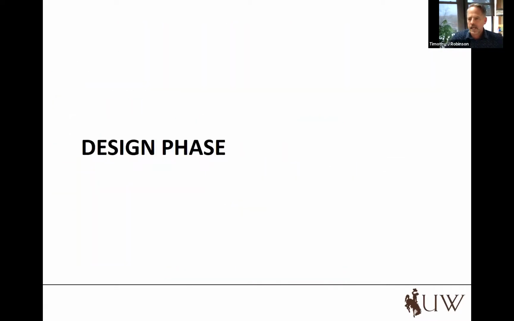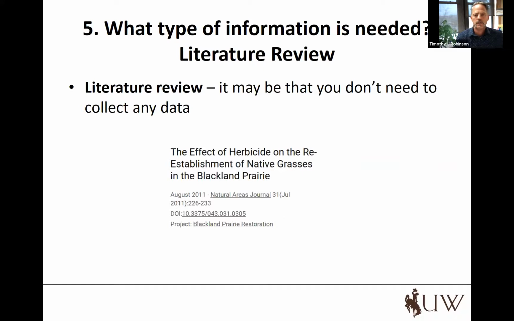Now we get into the design phase. So the design phase is about the information that's actually needed to inform management. And how do we actually collect that information? So you always should start with asking yourself, what type of information do I even need in order to manage this system? It's very possible that you may only need a literature review. So in other words, you may not even need to collect any data on your particular resource.